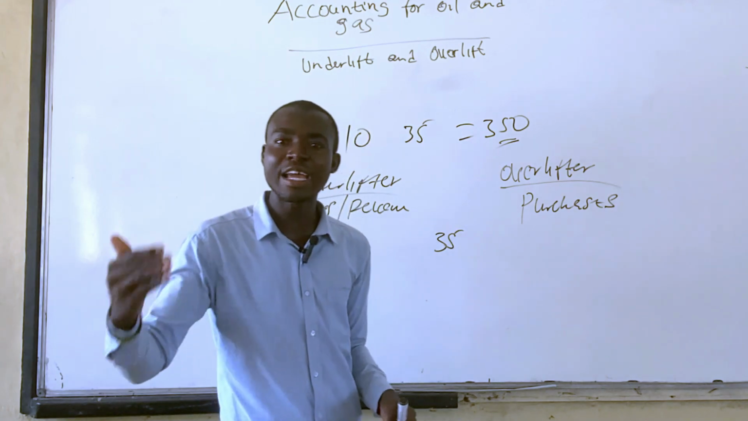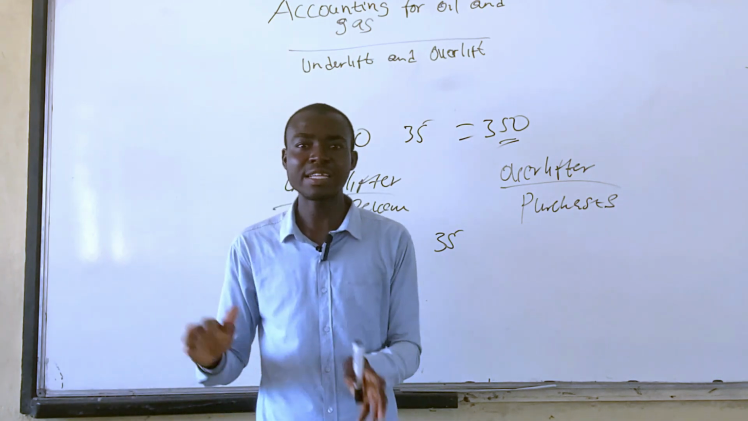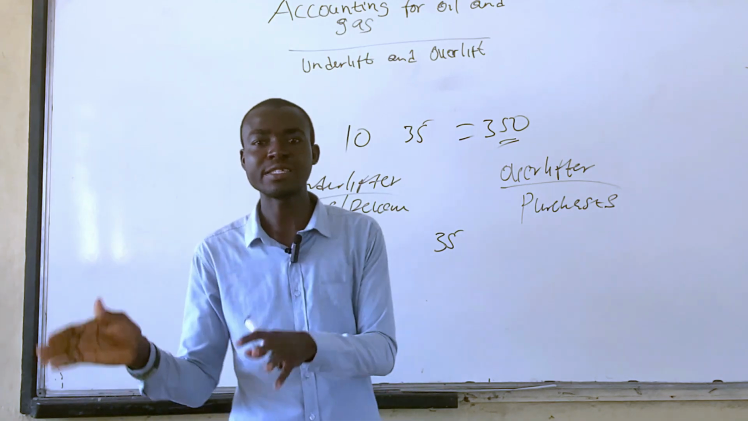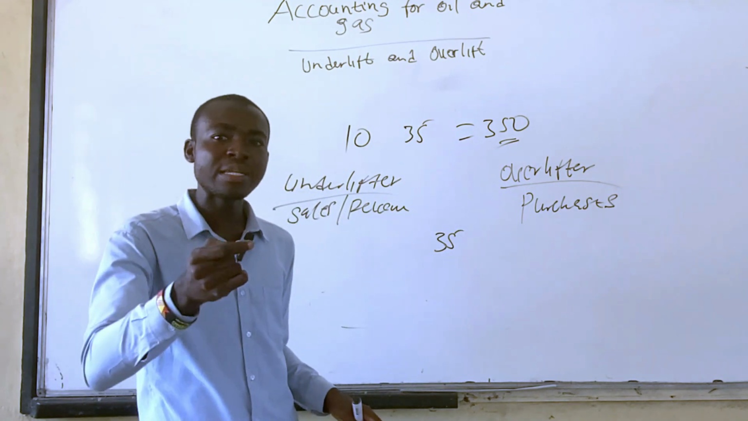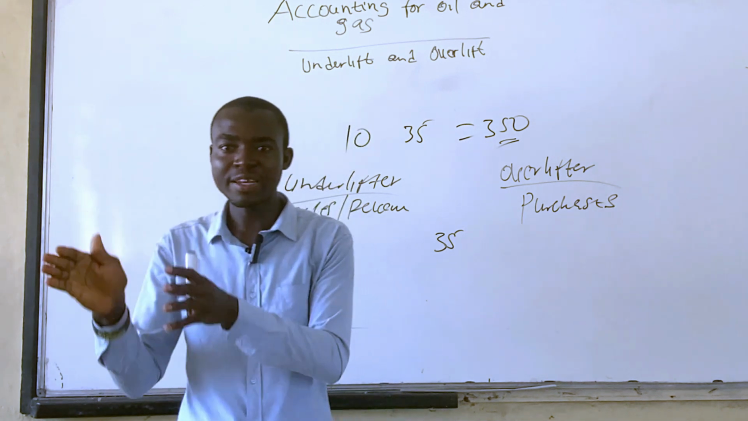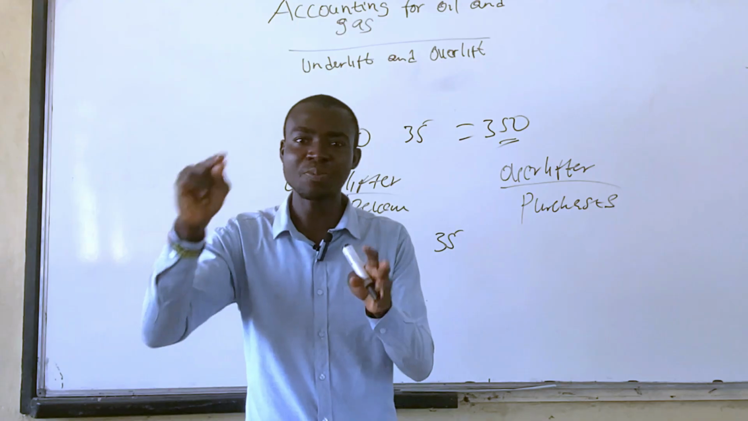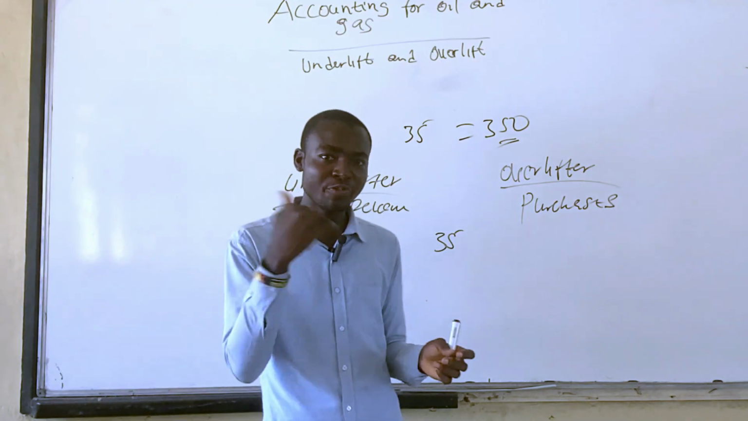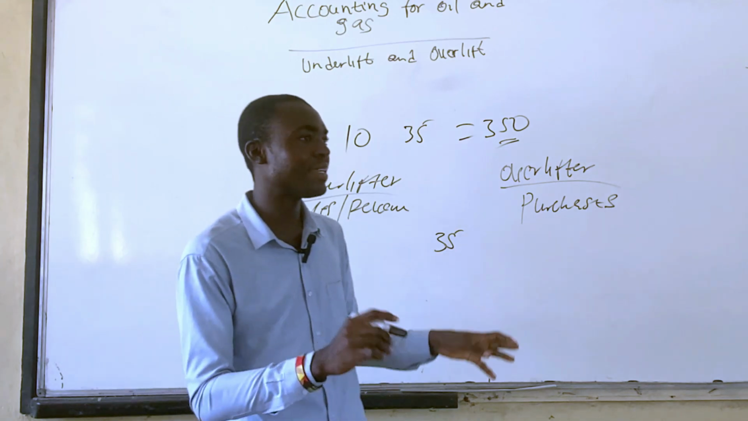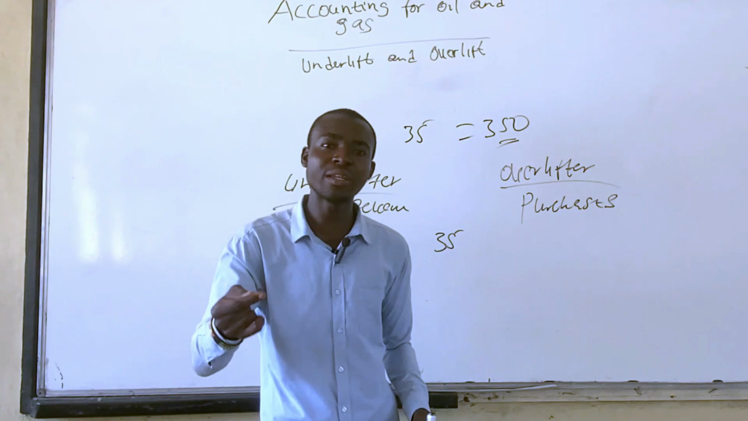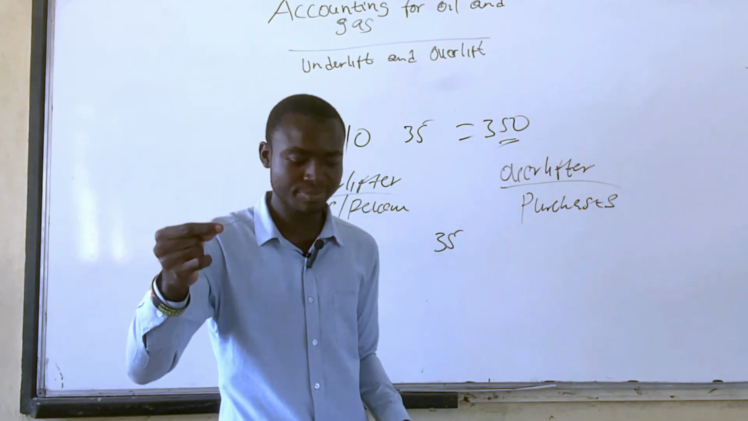But at the end of the year, when they are preparing their financial statements, both the income statement and the balance sheet, they will value the quantity that occurred as underlift and overlift at the current market price at the balance sheet date. The price at which they value the underlift and overlift quantity always varies depending on the current market price.